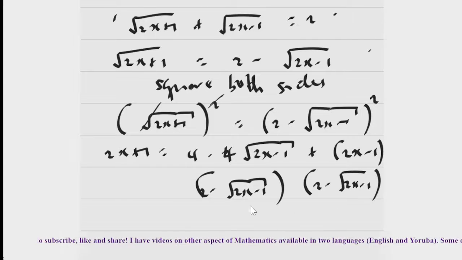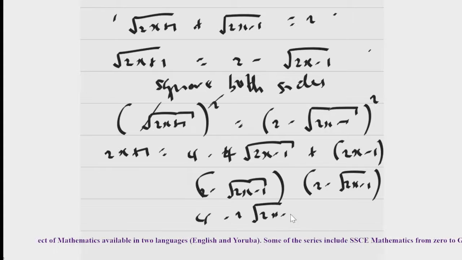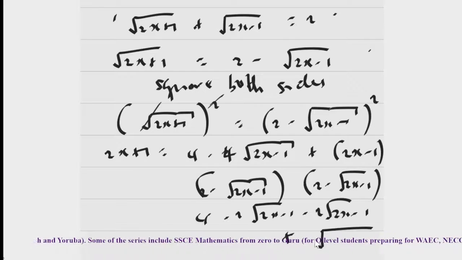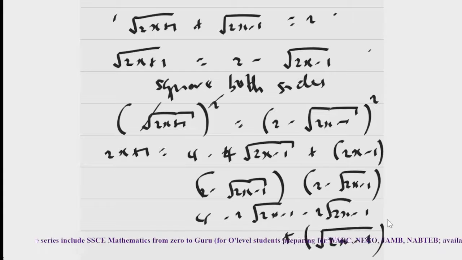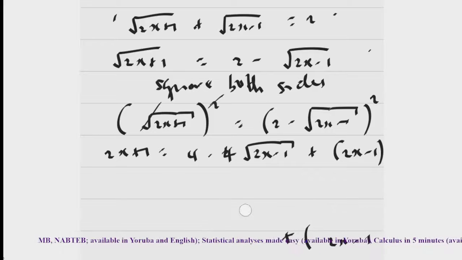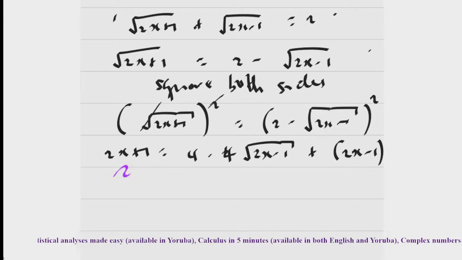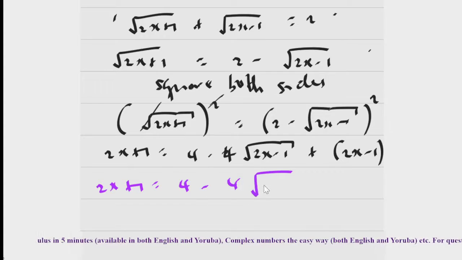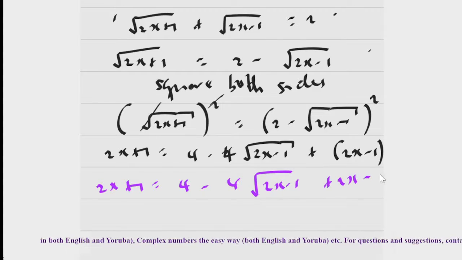So if you expand, 2 times 2, you are going to have 4, minus 2 root of 2x minus 1, minus 2 root of 2x minus 1, then minus times minus gives plus root of 2x minus 1, everything squared, and the square cancels the square root. So that's how I obtained that. Let me just clean it. Okay, if you now proceed further, then I'm going to have here that 2x plus 1 is equal to 4 minus 4 root of 2x minus 1, plus 2x minus 1.